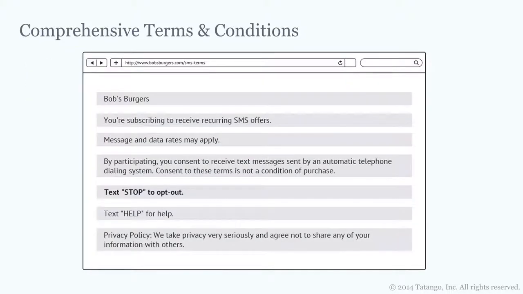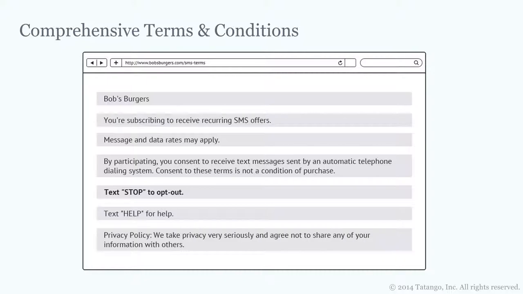What does this look like? Again, it's on its own website, bobsburgers.com/SMS terms. And here it is, Bob's Burgers, the name, your subscribers receive recurring SMS offers. That's a recurring program description. Message and data rates is the cost. Again, in this version, we put the TCPA stuff in there because you never can be too sure.